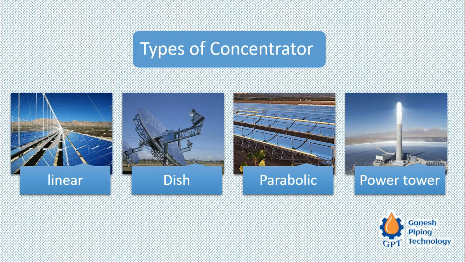So these are the different types. The one we have seen is the linear, and the second one is the dish. In this case, as the day proceeds, the position of the sun alters, and accordingly this dish positions itself facing the sun, thereby collecting the rays and then redirecting them on the power tower. This is a parabolic path here, and this is the power tower. We have seen that all around the power tower there are mirrors.